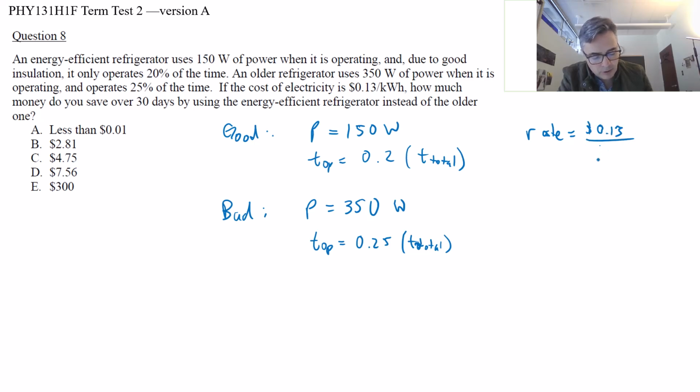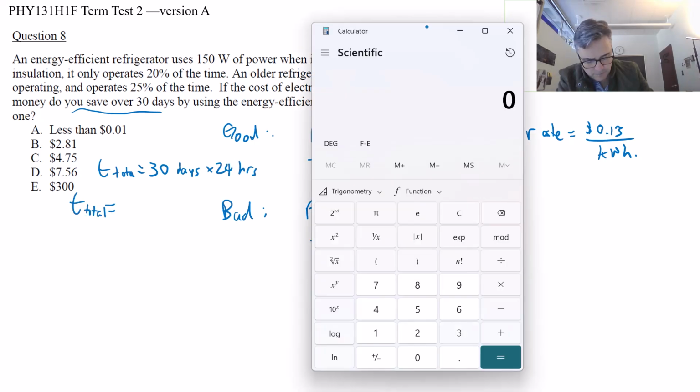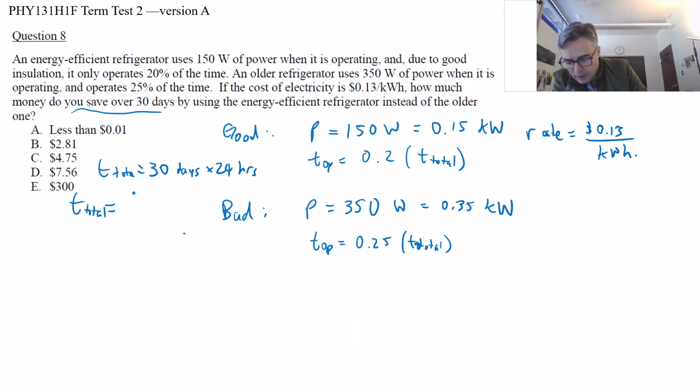$0.13 per kilowatt hour. So we can immediately convert the power to kilowatts: 0.15 kilowatts. The bad one has 0.35 kilowatts. How much money do you save over 30 days? So T total equals 30 days times 24 hours, which is 720 hours.